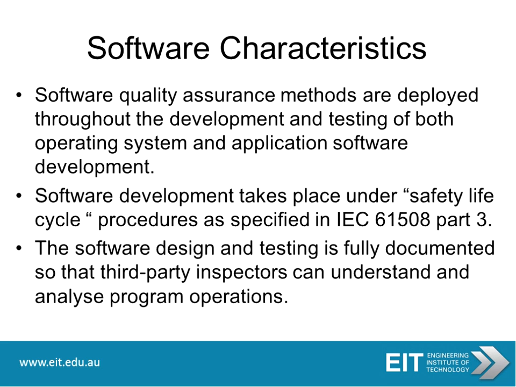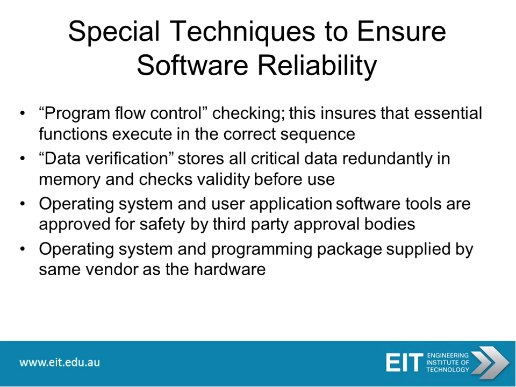Now getting to the software characteristics. Your software quality assurance methods are deployed throughout the development and testing of your operating systems. And your software development takes place under the safety life cycle as specified in IEC 61508 Part 3. Your software design and testing is fully documented so that your third-party inspectors can understand and analyze the program operations.